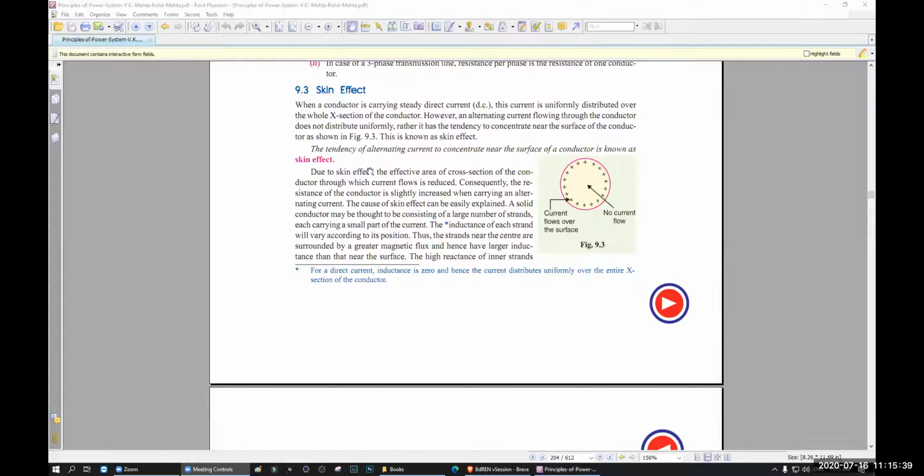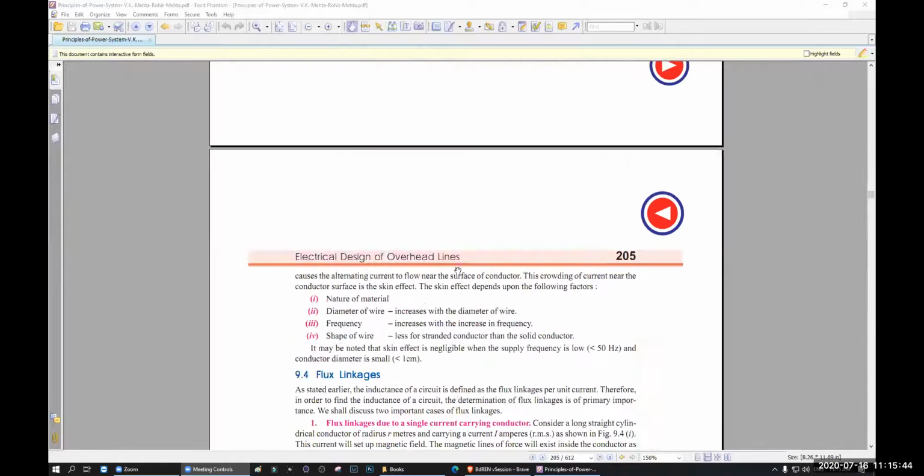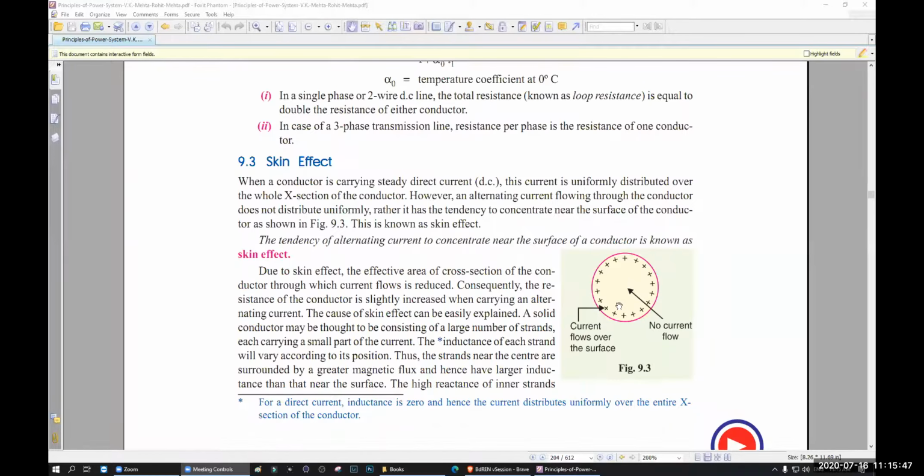Okay, what is the skin effect? I'm not going to talk about more here, you can self-study this one. But skin effect is when a conductor is carrying steady state direct current, that means DC current, the current is uniformly distributed over the whole cross section of the conductor. That means the whole conductor is carrying the current uniformly. But when you are carrying AC current, what will happen?